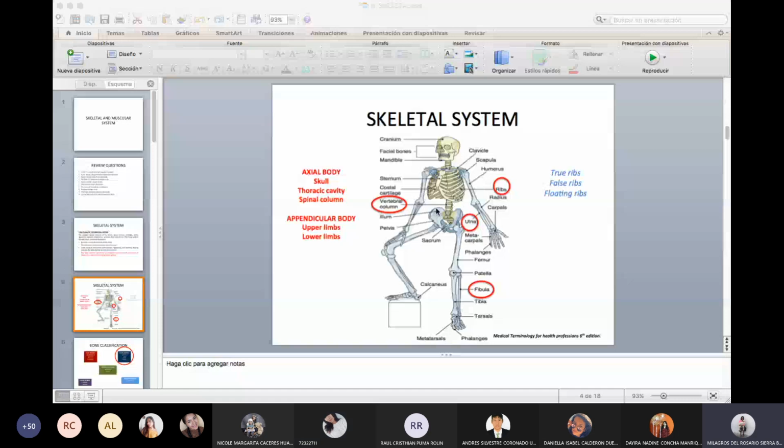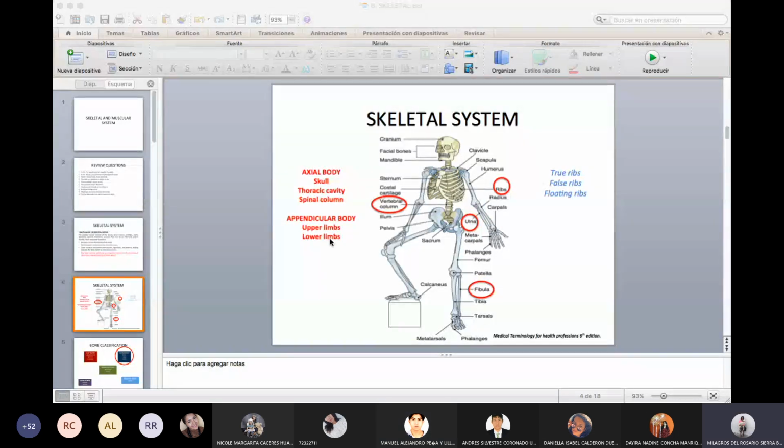Okay, so let's talk about the rib cage. Do you remember the difference between true ribs, false ribs, and floating ribs? Can someone tell me? Let's see. True ribs are united to the sternum, and false ribs are not. Very good, Manuel. Muy bien.